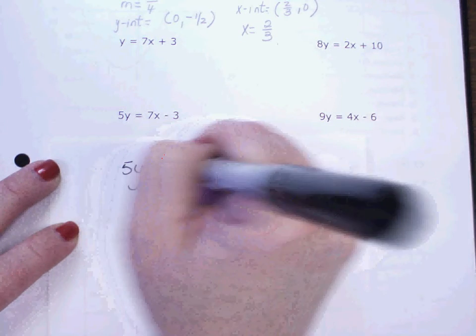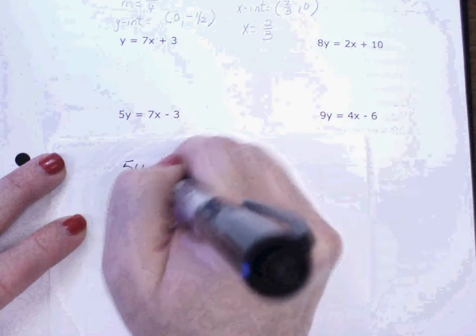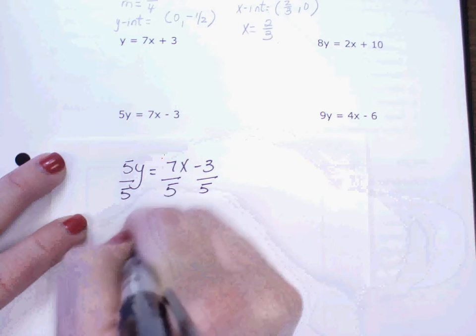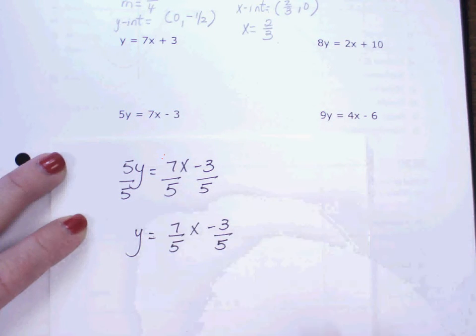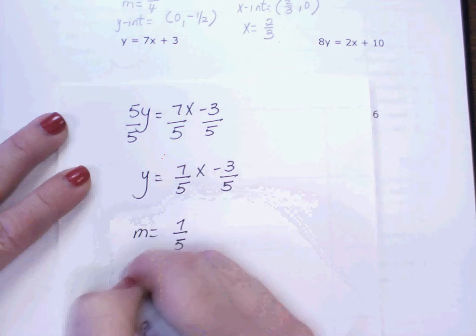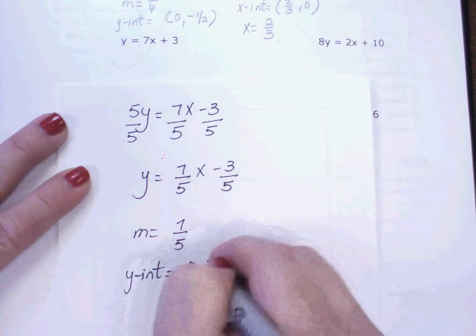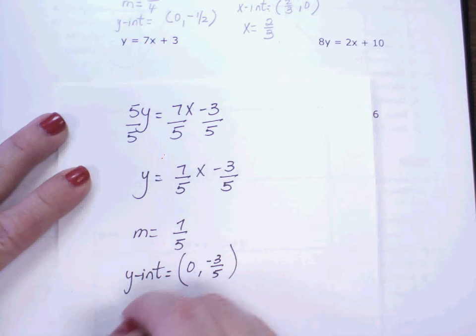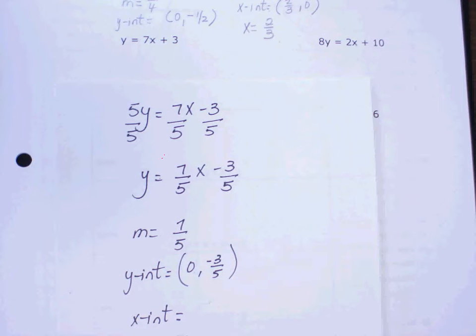5y equals 7x minus 3. Divide by 5. So y equals 7/5 x minus 3/5. What's my slope? What's my y-intercept? 0 and negative 3/5. And for my x-intercept, what do I need? Y equal to, write it down. Hopefully it will be there. If not, then we need to do a little bit more work.